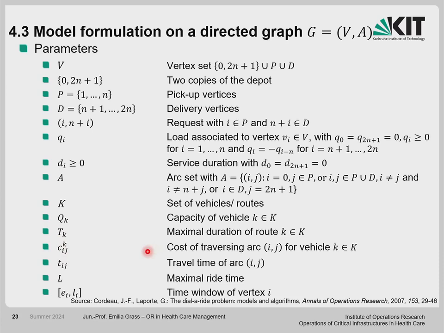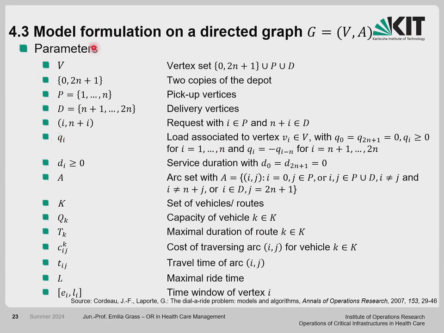some kind of fuel consumption. Then you have the time between 2 and 3, let's say half an hour you have to travel. And L is the maximal ride time, because we say the patient cannot stay in the vehicle for more than 1 hour, something like this. And then we have the time window where we have to pick up the patient or deliver the patient to the vertex i. So these are the parameters and the sets. This is basically the input you have to give the optimization model.